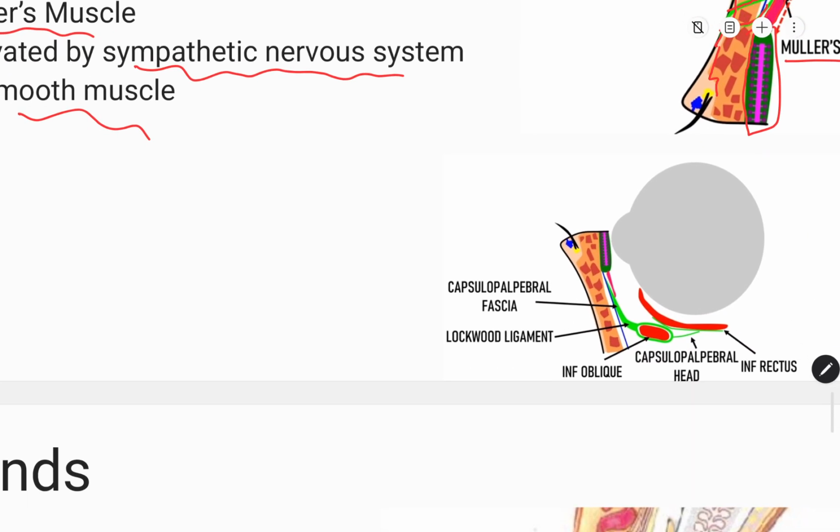In case of the lower eyelid, things are a little bit different. In the lower eyelid, as you can see, this red one is the inferior rectus muscle and it is forming a ligament known as fascia, known as capsulopalpebral fascia, this green one, and the Muller's muscle is originating from here. As you can see, this red one is the Muller's muscle.